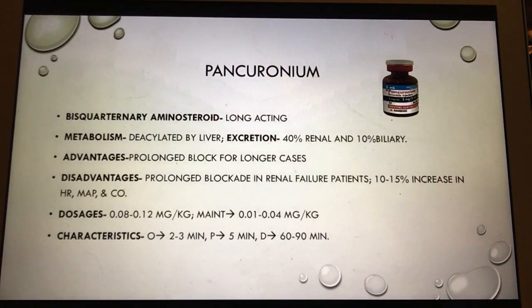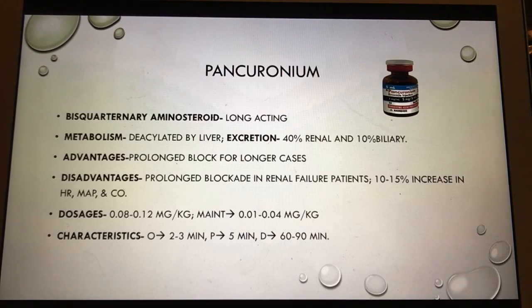Pancuronium, it's a bisquaternary aminosteroid that's long-acting. It's metabolized by the liver, excreted renally, and by the biliary system. Advantages for using pancuronium: you can get a prolonged block for longer cases, essentially. Disadvantages: prolonged blockade in renal failure patients, and you can see a 10 to 15% increase in your heart rate, MAP, and your cardiac output.